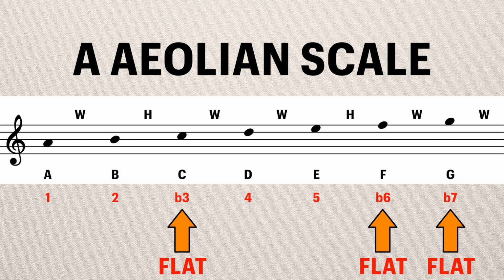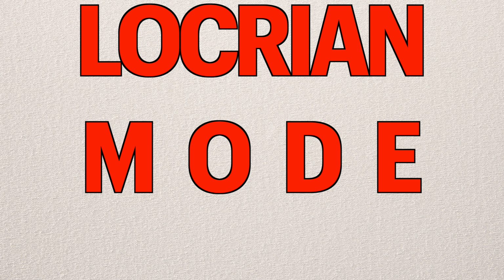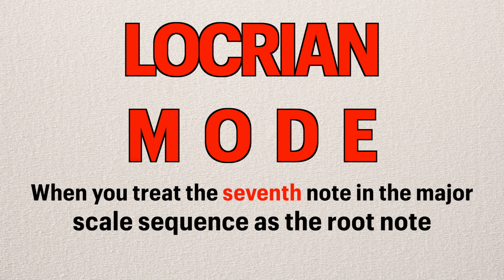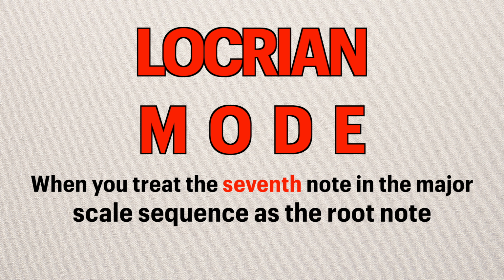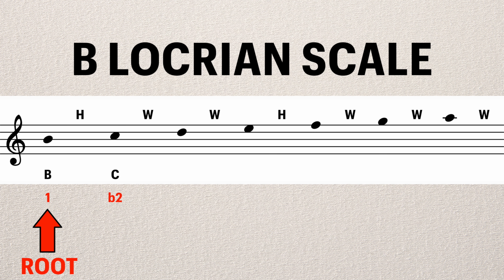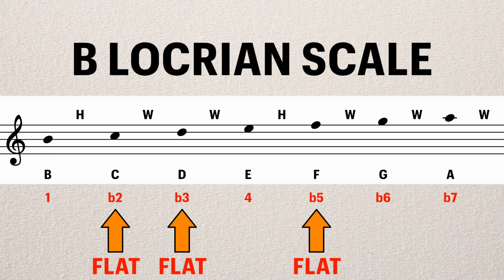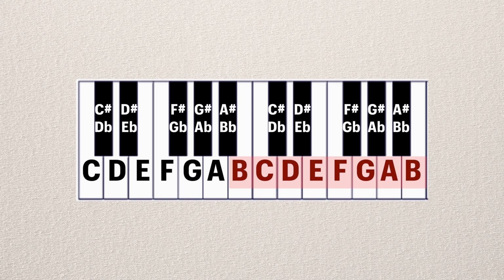Our last mode is Locrian, which stems from the 7th degree of the major scale sequence. In our example, that would be B, C, D, E, F, G, A. Locrian has the darkest sound of all of the modes because it has a flat 2, 3, 5, 6, and 7 compared to a parallel major scale. The Locrian mode sounds like this.